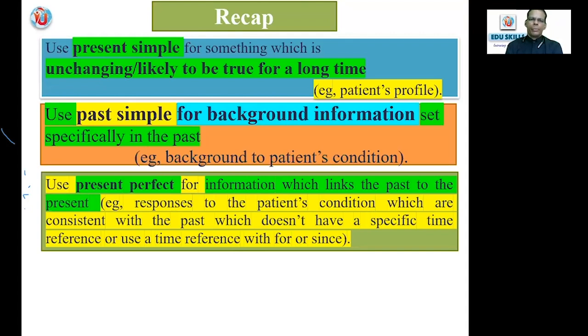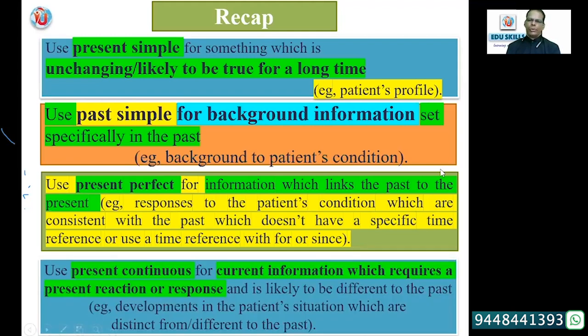Use present perfect for information which links the past to the present. Responses to the patient's condition which are consistent with the past, which doesn't have a specific time reference, or use a time reference with for or since. When such a time reference is not used, present perfect has to be used. Information which links the past to the present. There is a connection from the past to the present when you use present perfect. Present continuous for current information which requires a present reaction or response.